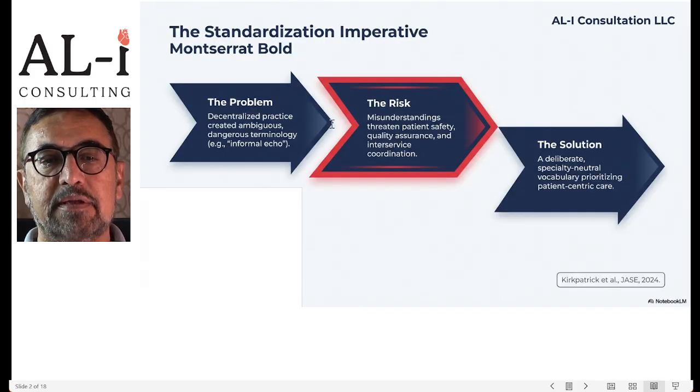Starting off, one of the biggest reasons cardiac POCUS has become so useful is standardization. When we use standard views, standard language, and a standard acquisition sequence, the examination becomes more reproducible, easier to teach, and safer to interpret. Standardization is what turns POCUS from a casual scan into a disciplined bedside tool.